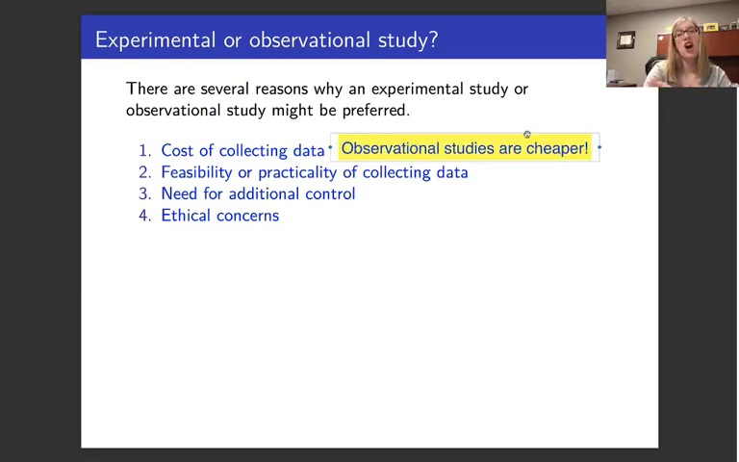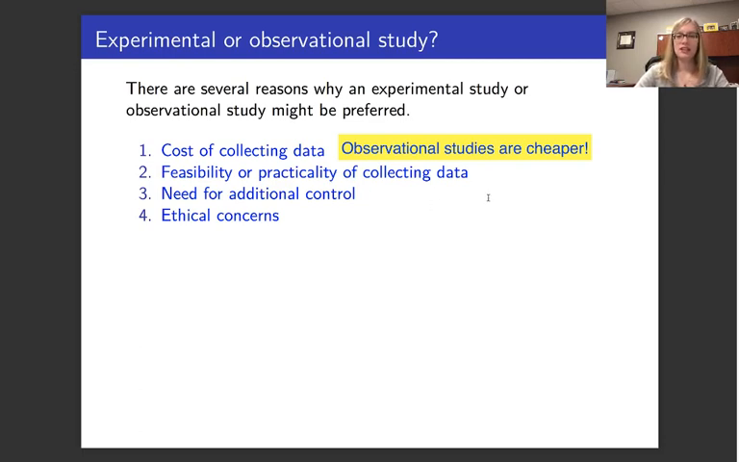Well, it's easier to just watch things than it is to actually do things to subjects. Second reason, feasibility, practicality of collecting data. For whatever reasons, sometimes an experimental study might be too difficult to do. If we're thinking about a 10-year clinical trial, it is really hard to manipulate subjects in a study for 10 years continuously. We may observe over a long-term period.